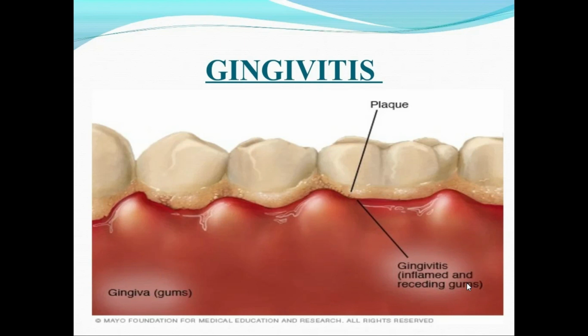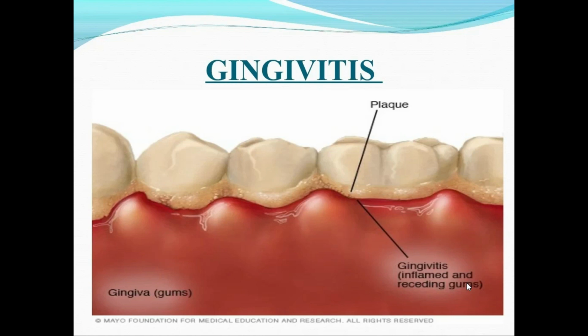Gingivitis. Gum disease, also called gingivitis, is an inflammation of the gums. It's usually the result of plaque building up on your teeth due to poor brushing and flossing habits. Gingivitis can make gums swell and bleed when we brush or floss. Untreated gingivitis can lead to periodontitis, which is a more serious infection.